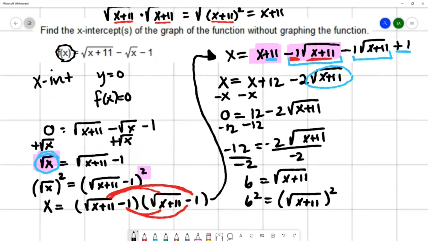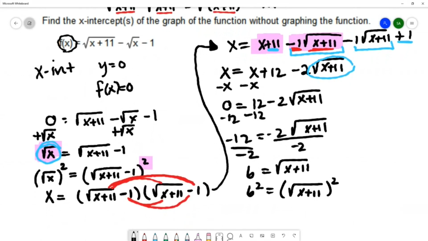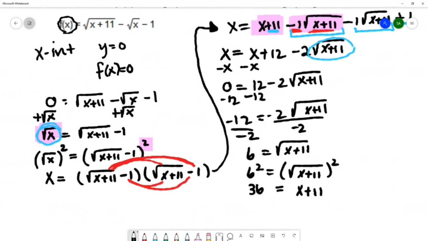The square root and the square cancel each other out, leaving me with x plus 11 on the right. 6 squared is 36. And then I'm going to subtract 11 on both sides. That gives me x equals 25.